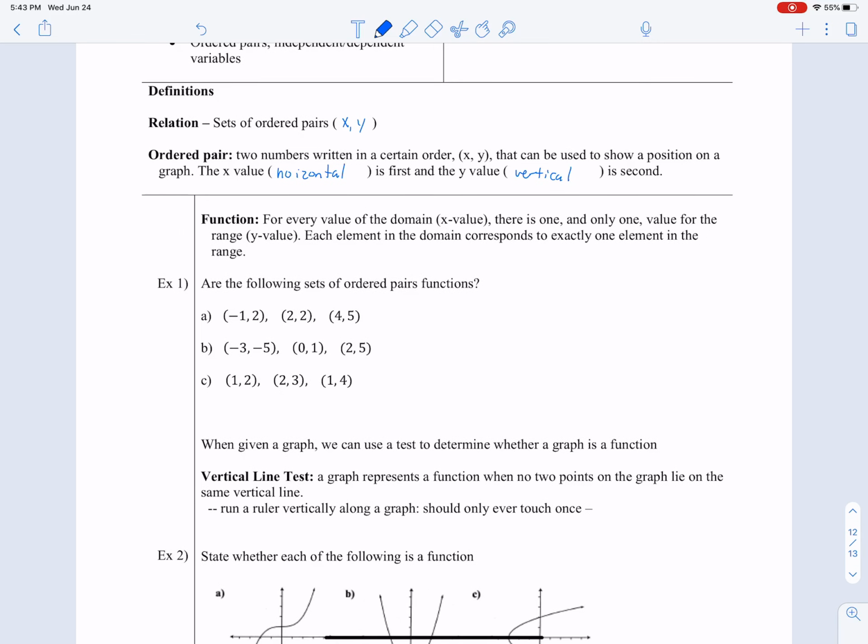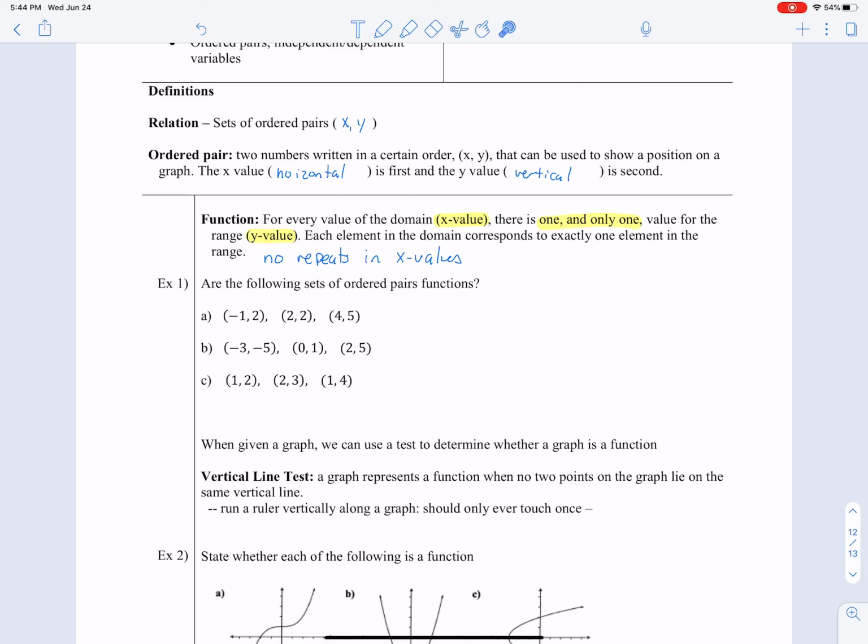So now we're going to look at a function. And a function is an important definition that you'll need to know again in grade 11. So for a function, for every value of the domain, so every x value, there is one and only one value of the range, so y value. Meaning each element in the domain corresponds to exactly one element in the range. So what this means practically is that there are no repeats in your x values. So no identical x values.